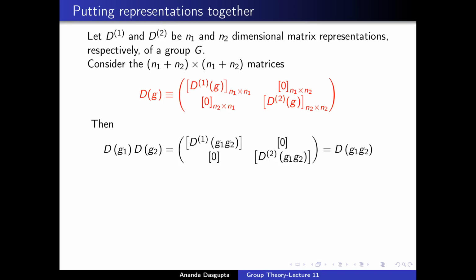Thus what we have achieved is that out of two representations of dimensions n1 and n2 respectively, we have created a bigger representation of dimension n1 plus n2. Now from the block diagonal form which each of the representation matrices are in, it is obvious that you have created this big representation out of the smaller representations.